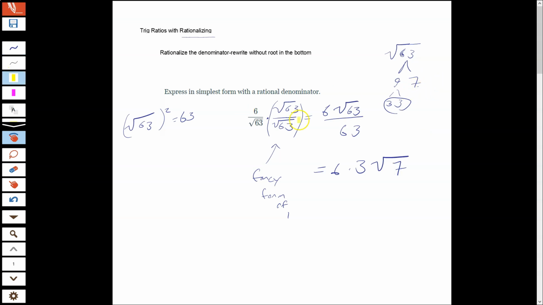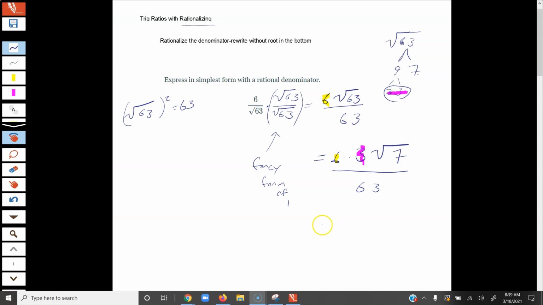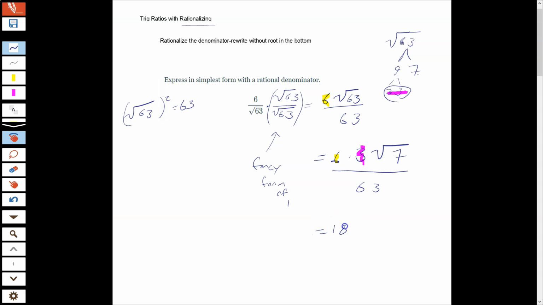Let's see if I can make that clear. So 6, and then my pair of 3's become a single 3 out here, and then I have that 7 left over. The bottom of the fraction is still 63. And then 6 times 3 is 18, right? So this is equal to 18 root 7 over 63. And that simplifies even more. 18 and 63 are both multiples of 9, so I'm going to divide top and bottom by 9. And what do we get here? 2 root 7 over 7. That's my result. So this is what simplest form looks like.